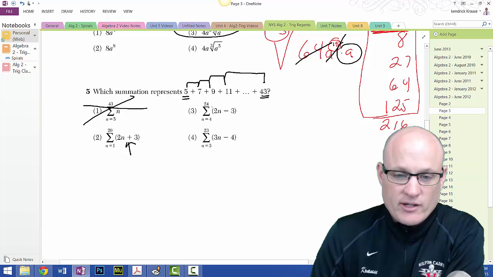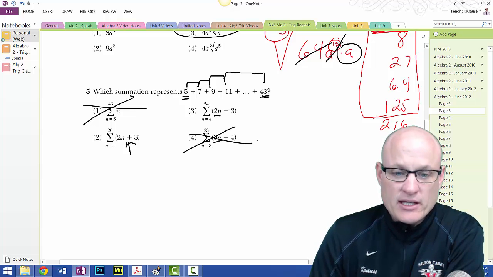We need to skip count. We need to go by 2s. So this one goes by 2s. This one goes by 3s, so that doesn't make any sense to me. So it's got to be one of these two.